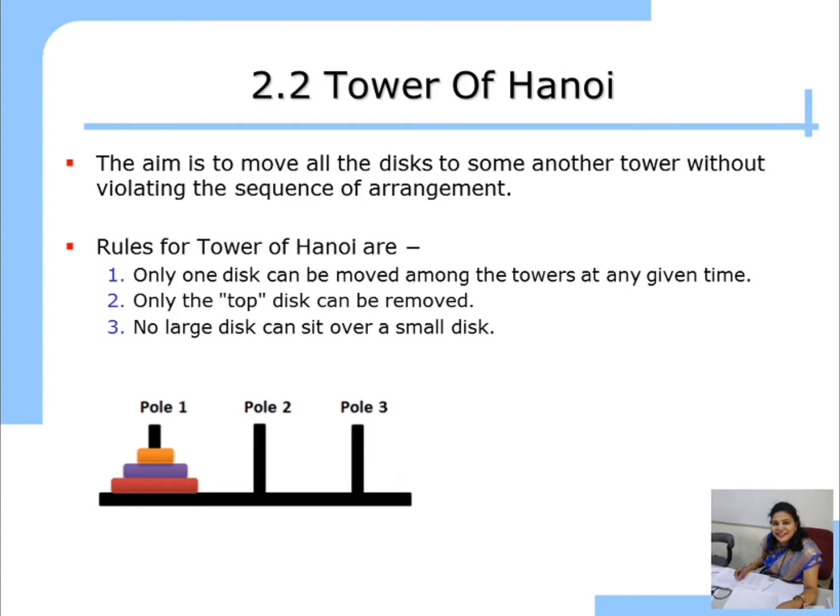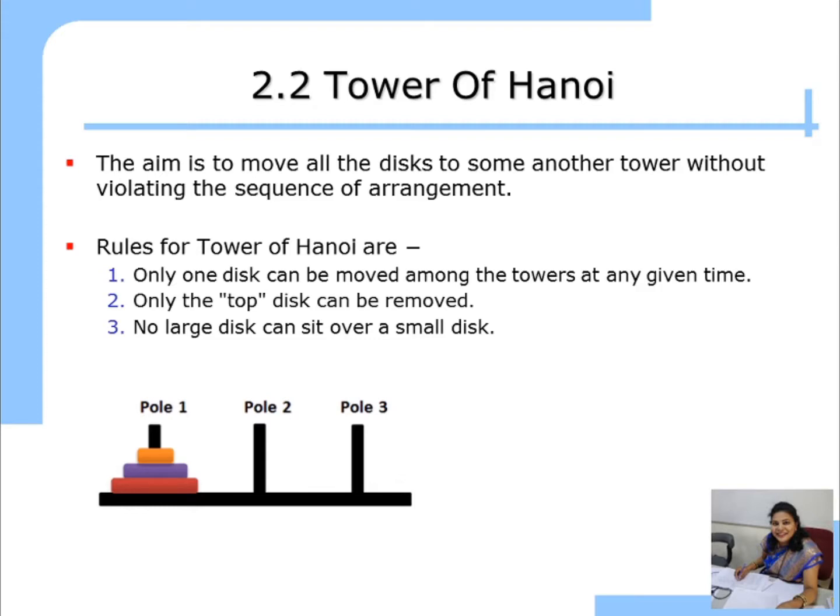If you want to move all these three disks, let us number the disks. The smallest disk is disk 1 and the largest is disk 3. The middle one is disk 2. You have to move all three disks 1, 2, 3 from pole 1 to pole 3. So pole 1 is the source pole and pole 3 is the destination pole. But for moving all the disks from pole 1 to pole 3, we require one temporary pole. So the temporary or auxiliary pole is pole 2.